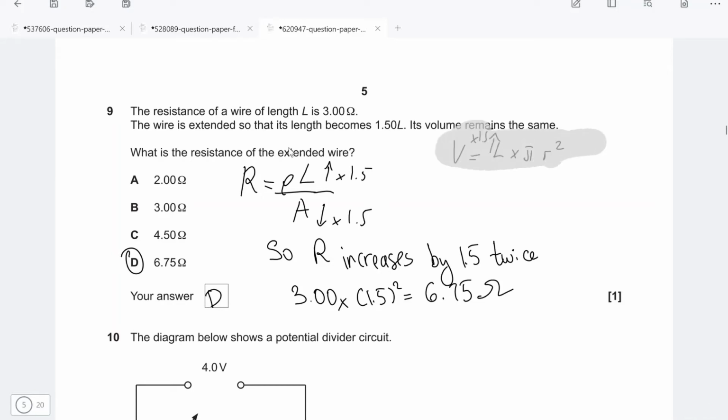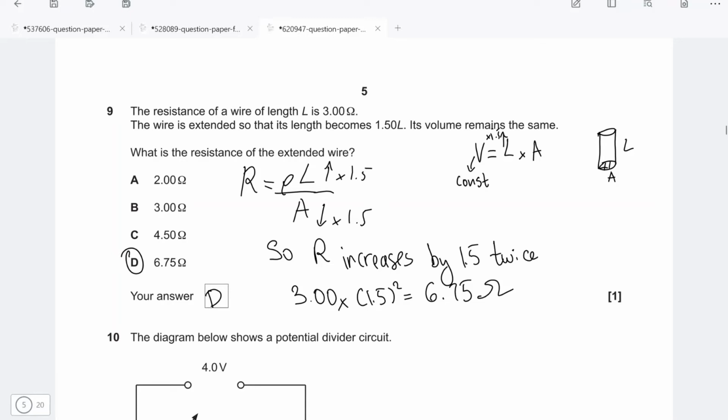Well, let me just explain this again before I show you my solution. Because we're talking about a wire, we can assume it quite accurately to be a cylinder. So the volume of a cylinder is given by its height, which is going to be the length, multiplied by the area. So the volume is in general pi r squared multiplied by the length or the height of the cylinder. However, I'm just going to write L times A.